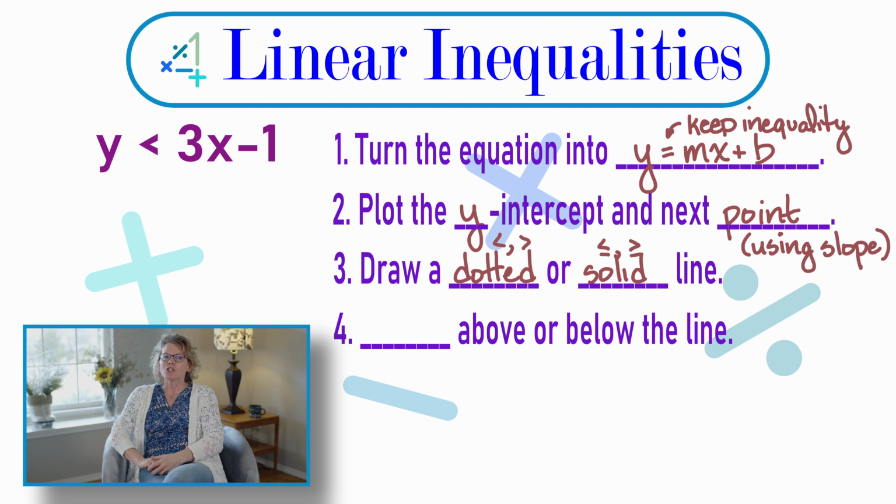Step 4, shade the correct section of the graph. If the y is greater than or equal to, you shade above the line where the y's go up to infinity. Logically, if the y is less than or equal to, shade below the line where the y's go to negative infinity. Let's see this in action.